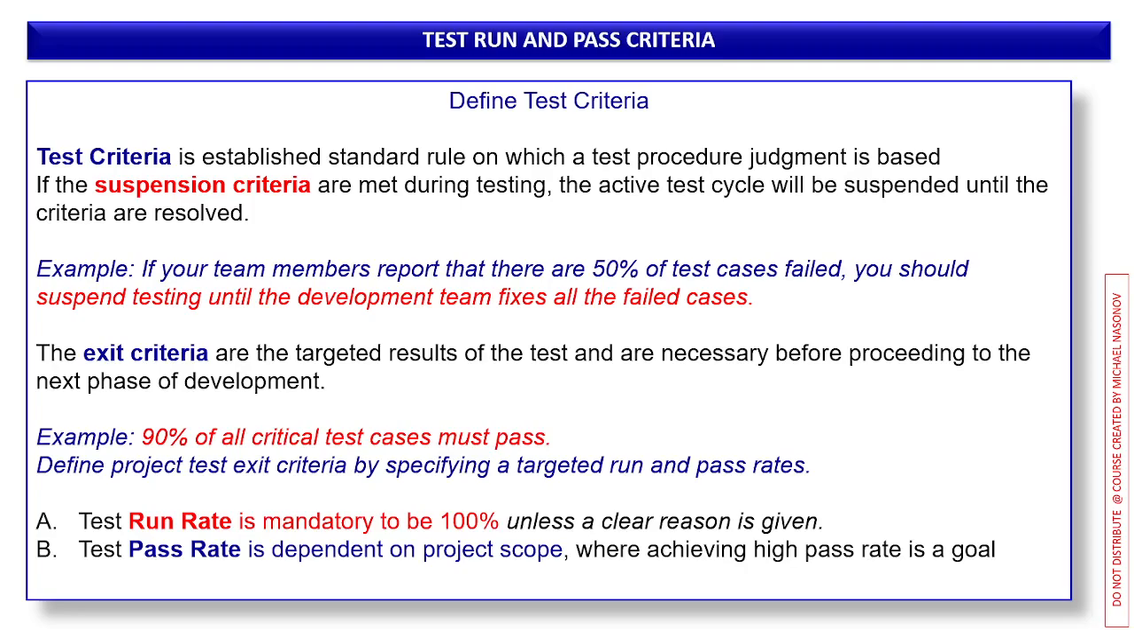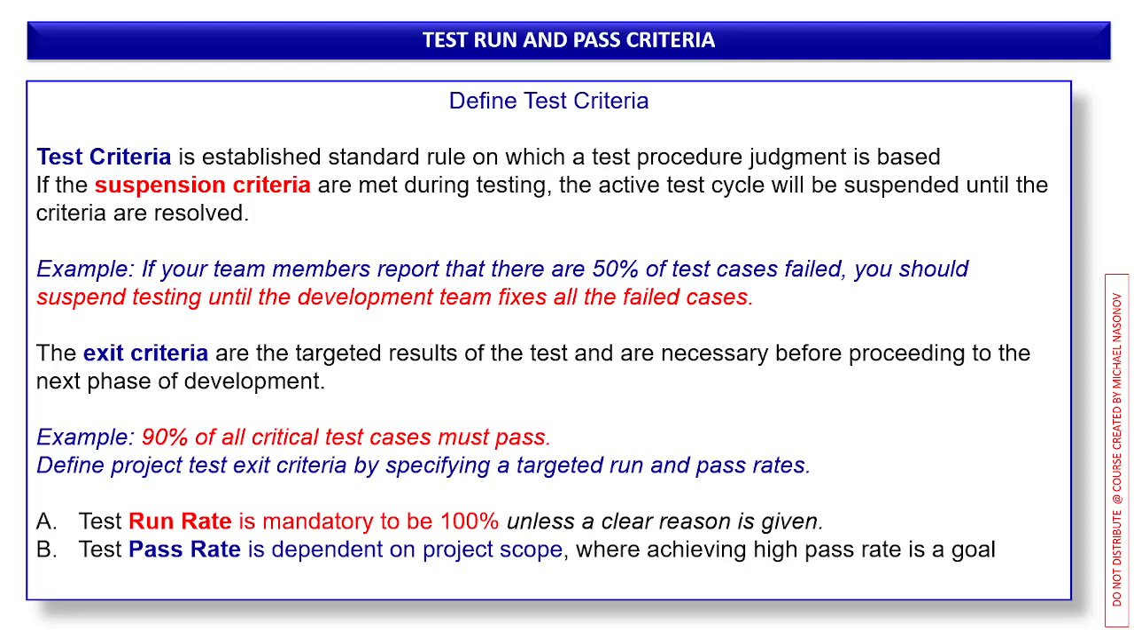The exit criteria are the targeted results of the test and are necessary before proceeding to the next phase of development. An example, 90% of all critical test cases must pass. You need to define project test exit criteria. Remember, define test exit criteria by specifying target run and pass rates. Get familiar with the terminology: test run rate and test pass rate.